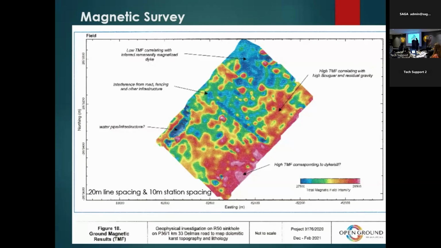Unfortunately, yes, we picked up the fence along the road. This is the water pipeline going to the pump, where the farm was pumping water from the border. And there you can see some feature, but not that good quality data.